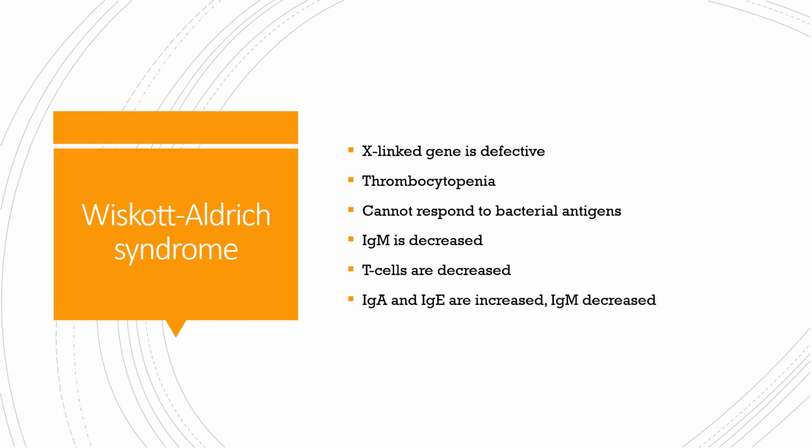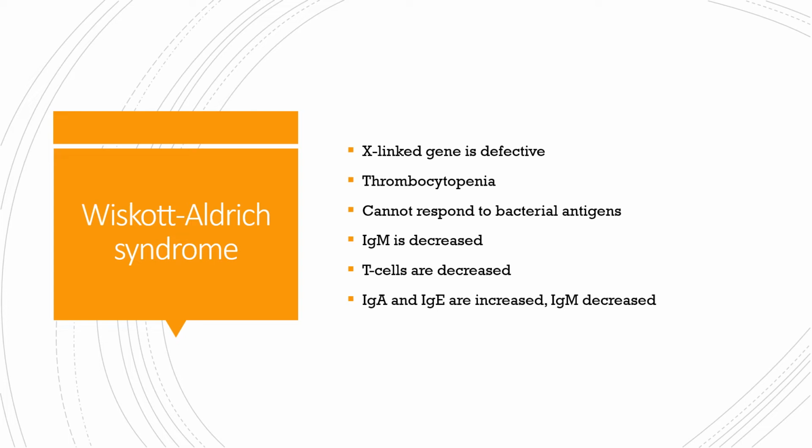Wiskott-Aldrich syndrome is an X-linked genetic disorder. It affects male infants, and it is usually fatal by the age of 10. These patients have increased bleeding due to low platelets or thrombocytopenia. It is a bleeding disease from small and dysfunctional platelets. Okay? They have an inability to respond to polysaccharide antigens, so they can't respond immunologically to bacterial antigens.